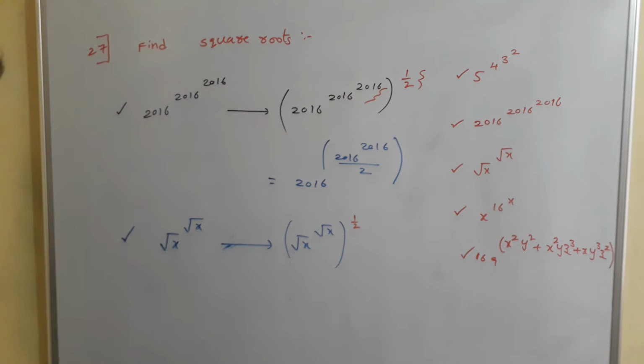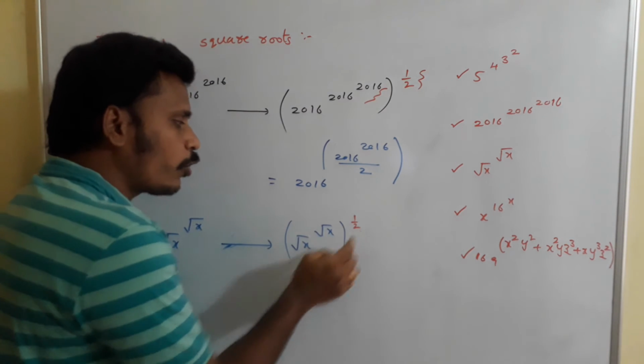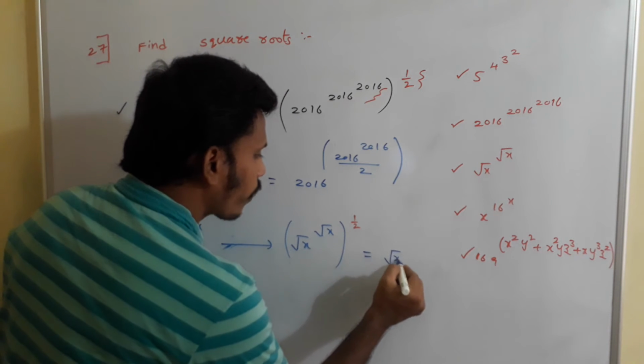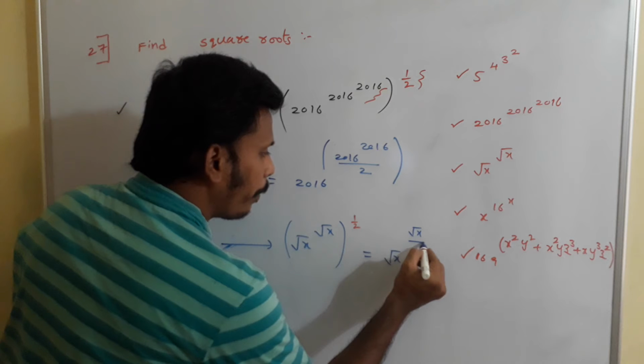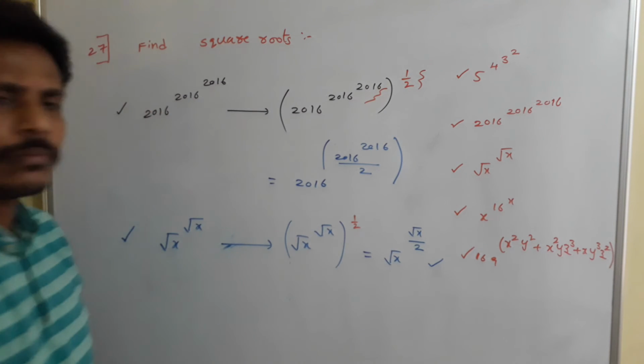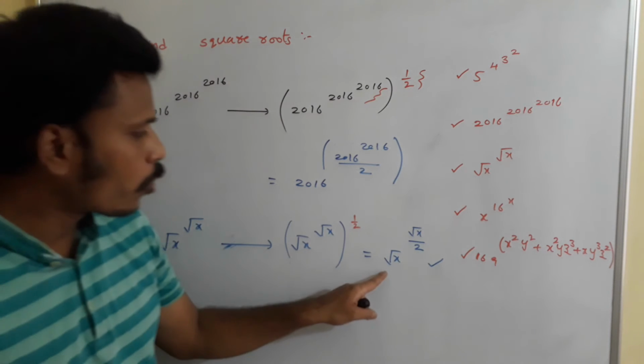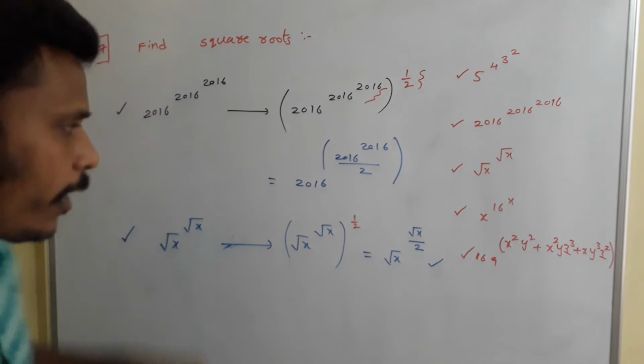Again the same thing. We need to multiply this power with 1 by 2. Then what is your answer? That is equal to root x to the power root x by 2. There ends the problem. Root x power root x, its square root is root x power root x by 2. Okay.